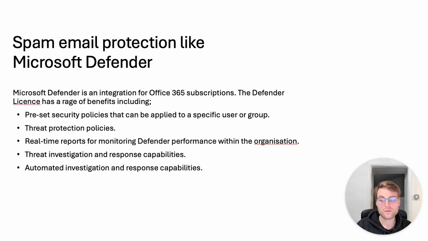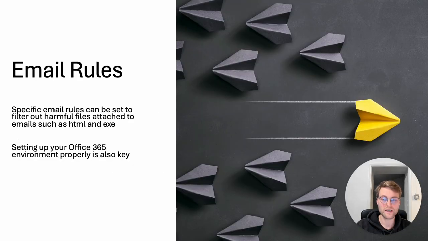But there's also some kind of free and easy ways that you can help protect your emails in, and that may simply just be through email rules. So having a manual rule to block emails with attachments of HTML and an exe file, for example. I don't see any legitimate need to have to receive those file types, and in fact we block that on all of our customers' Office 365 accounts.